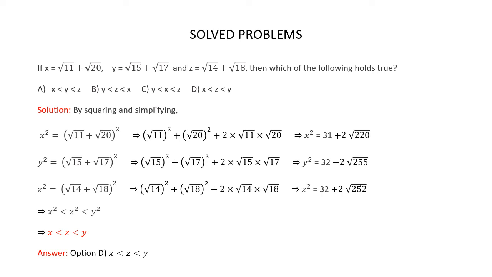When you observe the values of x squared, y squared and z squared, it's very clear that x squared is the smallest and y squared is the largest. So x squared is less than z squared is less than y squared. So x is less than z is less than y, which is option D. So the correct answer is option D. X is less than z is less than y.